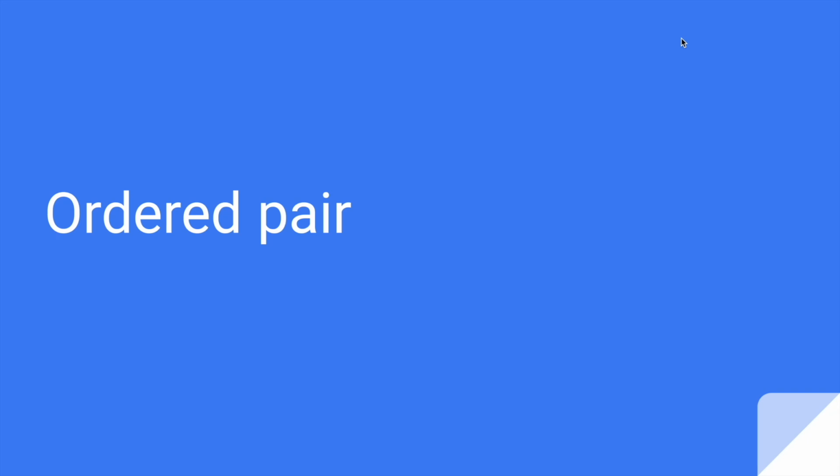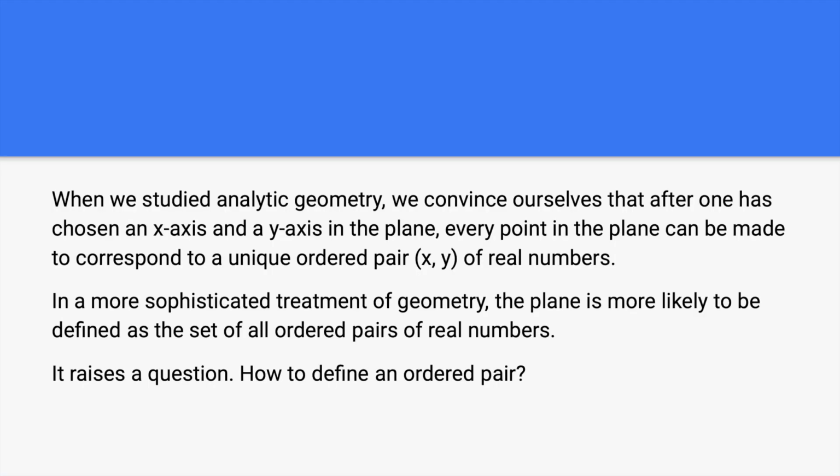Today let's talk about ordered pair. When we studied analytic geometry, we convinced ourselves that after one has chosen an x-axis and y-axis in the plane, every point in the plane can be made to correspond to a unique ordered pair x, y of real numbers. In more sophisticated treatments of geometry, the plane is more likely to be defined as the set of all ordered pairs of real numbers. It raises a question: how to define an ordered pair?